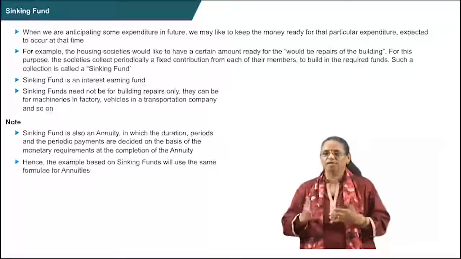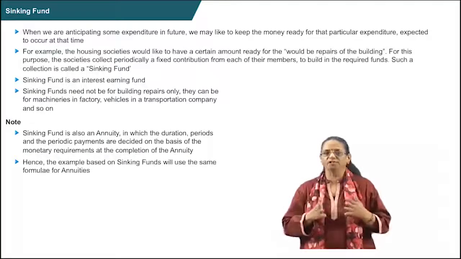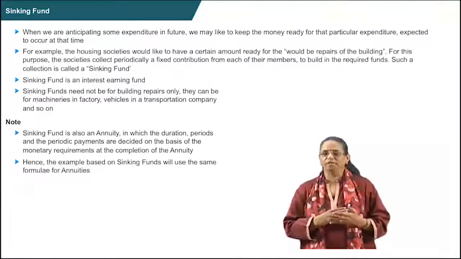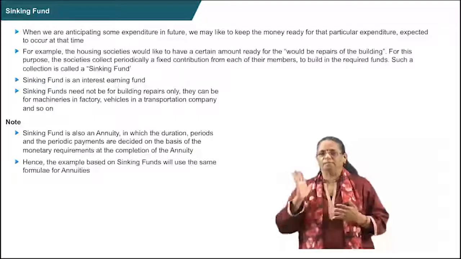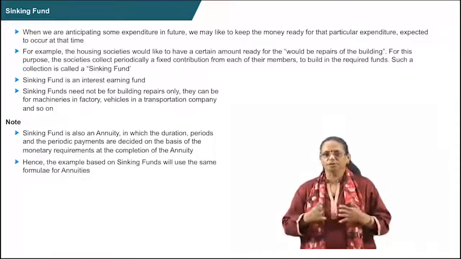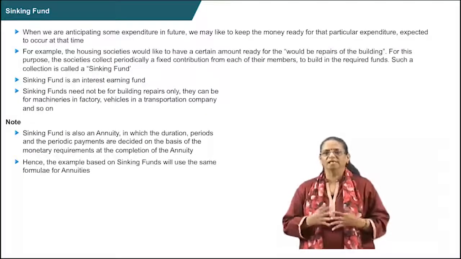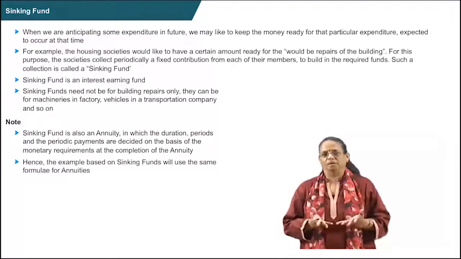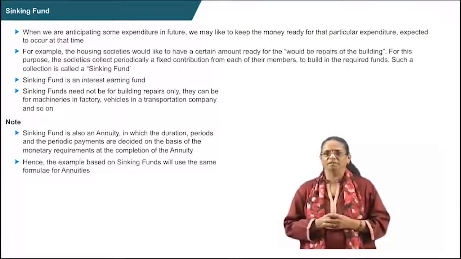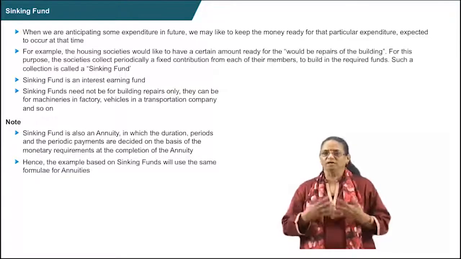To get this certain amount ready, they collect periodically a fixed contribution from each of their members. That means it is going to be a series of periodic payments or contributions over a fixed interval of time. They do this to build the required fund. Such a collection is called a sinking fund, and this sinking fund is an interest earning fund. Now whatever amount we collect, it need not be only for building repairs. It can be for machineries in a factory, vehicles in a transportation company, and so on.